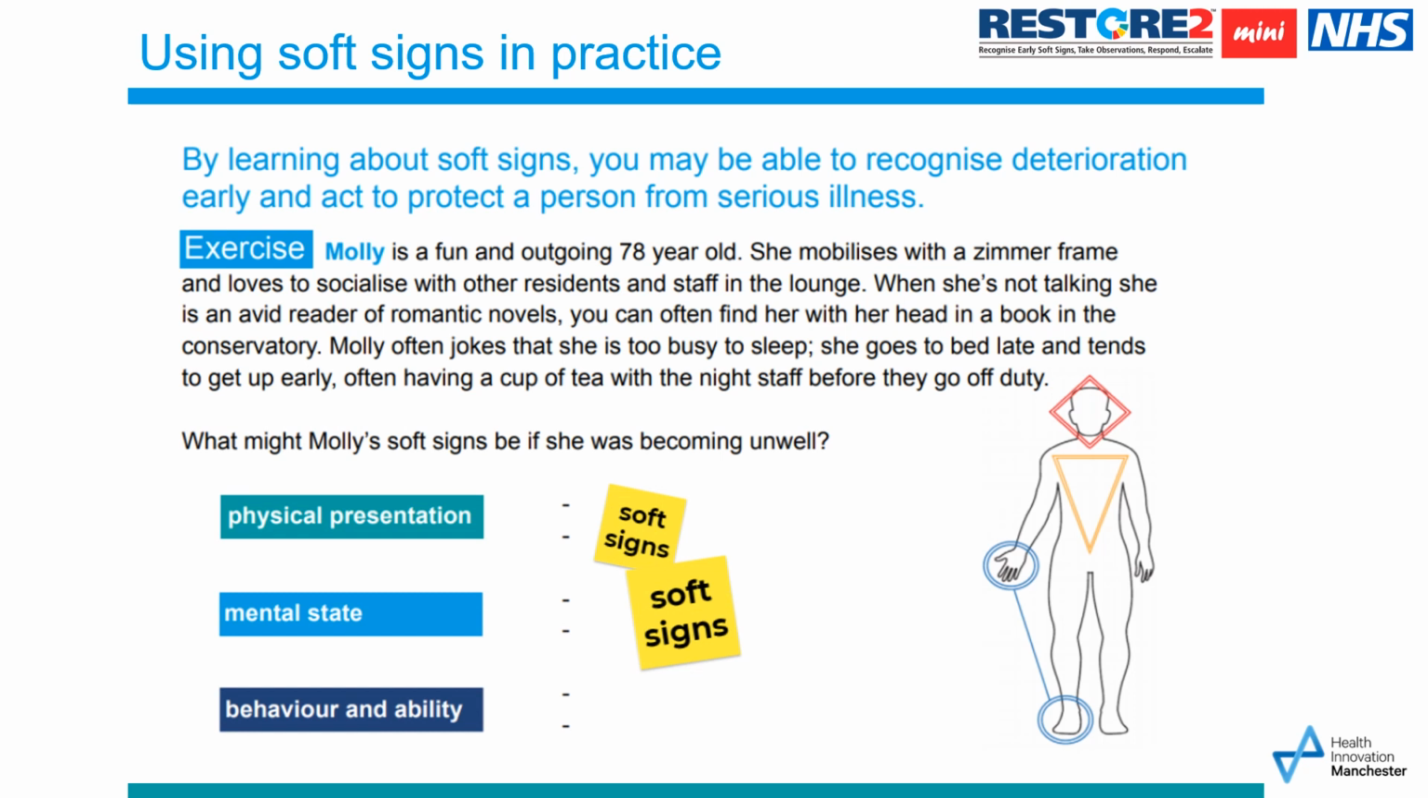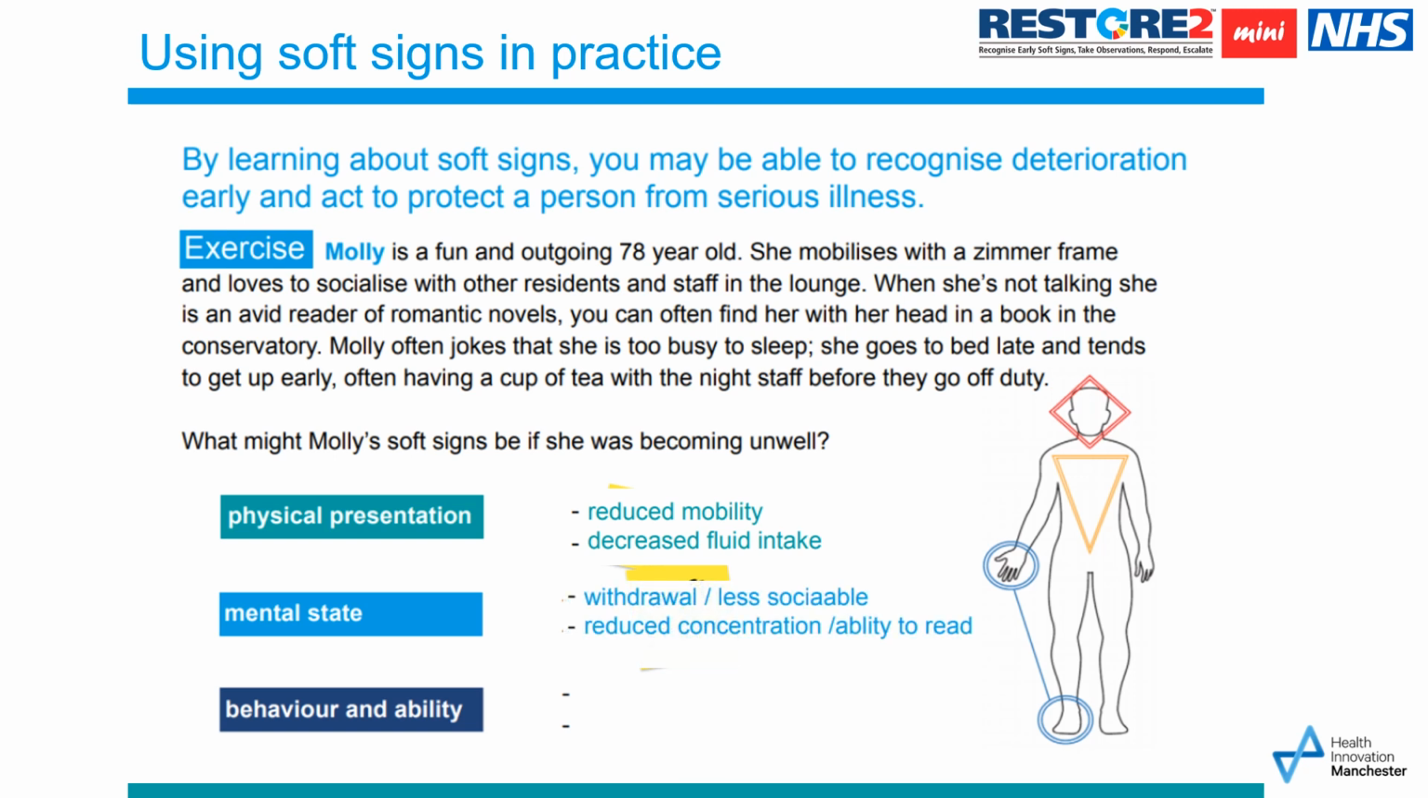Take a minute to think about what they might be, and I've divided it here into either a physical presentation, her mental state, her behaviour, or her abilities. So for a physical presentation, perhaps her mobility might be reduced and she might drink less. She might become more withdrawn or less sociable. She might have reduced concentration or reduced ability to read.